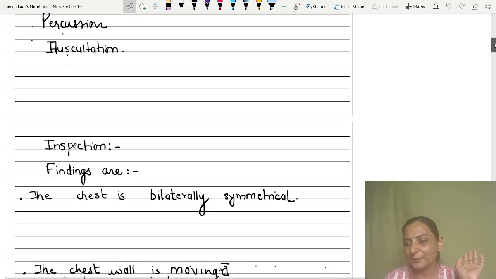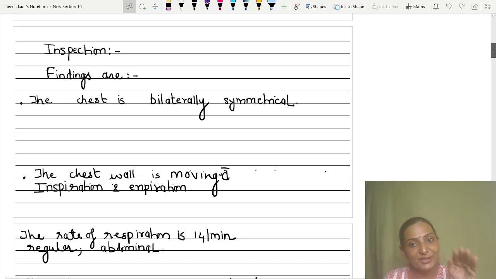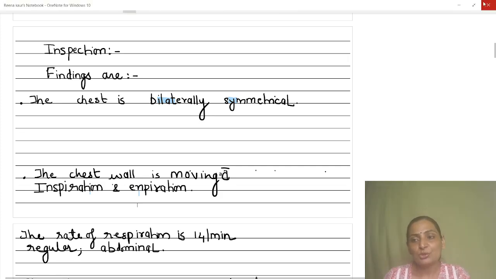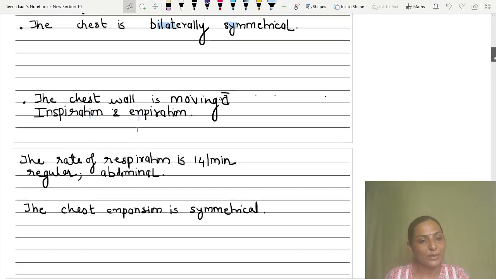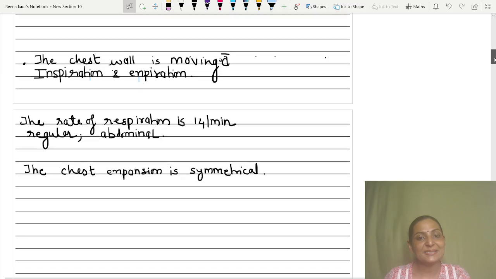Now suppose you are given the question that do the inspection of the given subject. So after inspection, how should you summate your answer? So your answer will be that on inspection, the chest is bilaterally symmetrical. The chest wall is moving with inspiration and expiration, or you can say that the chest wall is moving with respiration. The rate of respiration is suppose 14 per minute. It is regular and it is abdominal. That means you have to mention whether it is predominantly thoraco-abdominal or whether it is abdominothoracic, and the chest expansion is symmetrical.